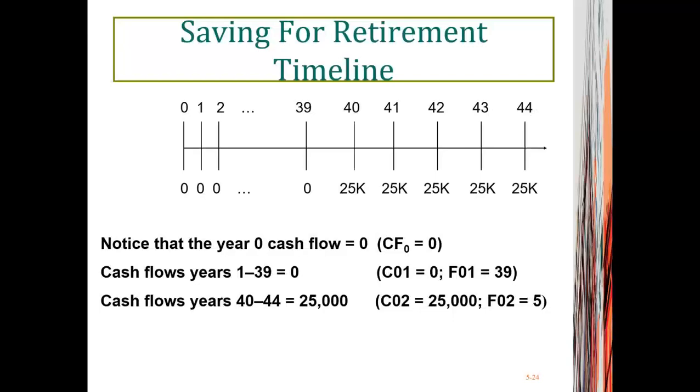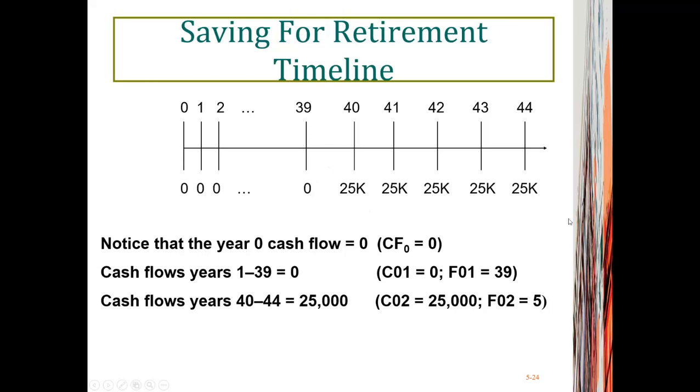So here is the timeline of the problem. At year 40 you will have 25K, and this 25K will continue for years 41, 42, 43, and 44. There's a total of 5 cash flows. And the problem asks how much money you need to deposit today in order to get this future annuity.